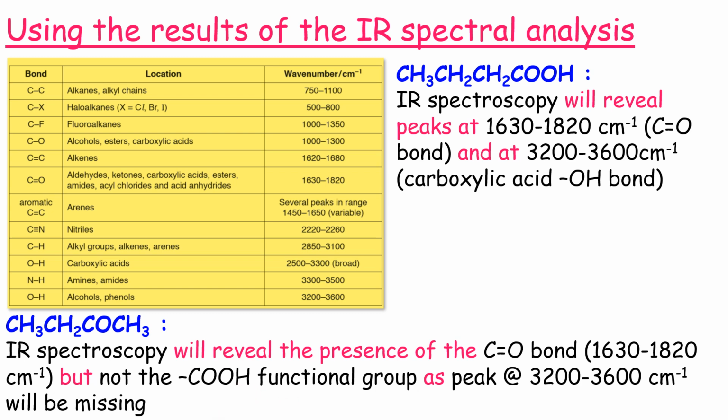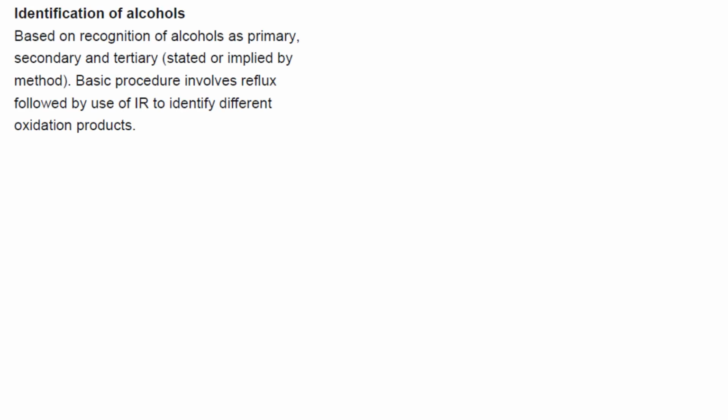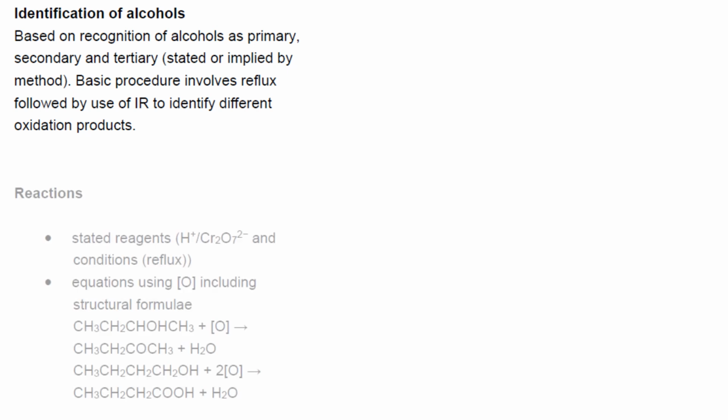Okay, that takes us to the end of this run through this question. It's not the only way to do it, it's just my particular take on it. So let's have a look at the mark scheme. What kind of things would they want? You have to identify the alcohols as primary, secondary and tertiary. You have to use reflux, followed by the use of IR to identify the different oxidation products.